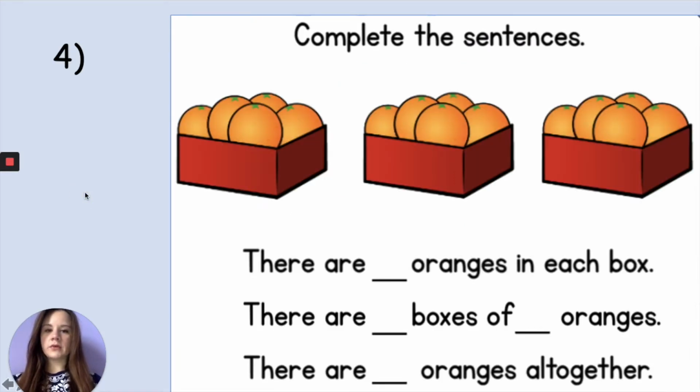Question number 4. Complete the sentences. So we've got some boxes of oranges. You need to say how many there are in each box. There are something oranges in each box. There are something boxes of something oranges. So how many boxes are there, and then how many are there in each box? There are something oranges all together. Pause the video to complete this question.